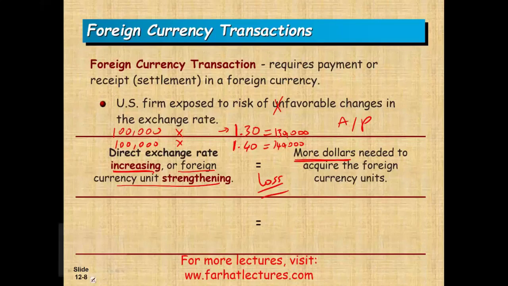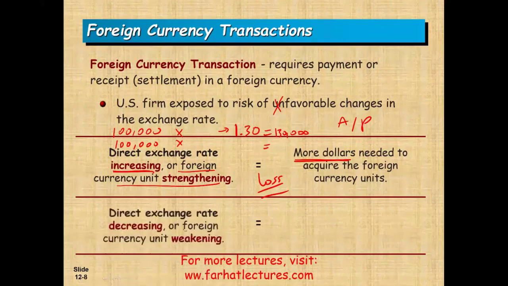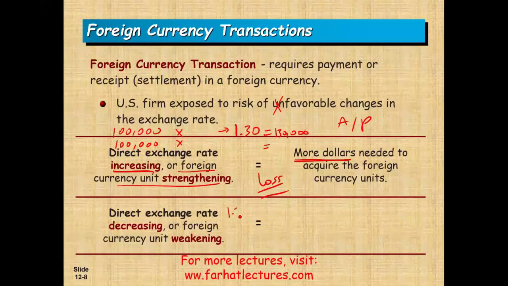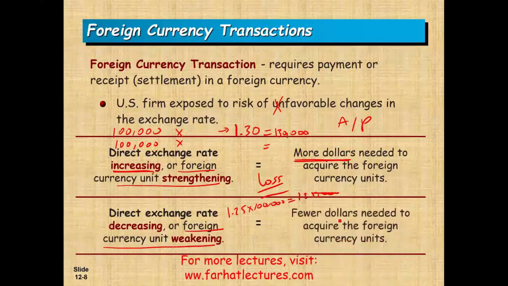Now, let me give you the other scenario. The other scenario is if the opposite happens. If the direct exchange decreases, so simply put, now the euro is $1.25, and you have to come up with 100,000 euros, so you need $125,000. It means the foreign currency weakened. Well, guess what? Now you need fewer dollars to acquire the foreign currency. Therefore, you are at a gain.